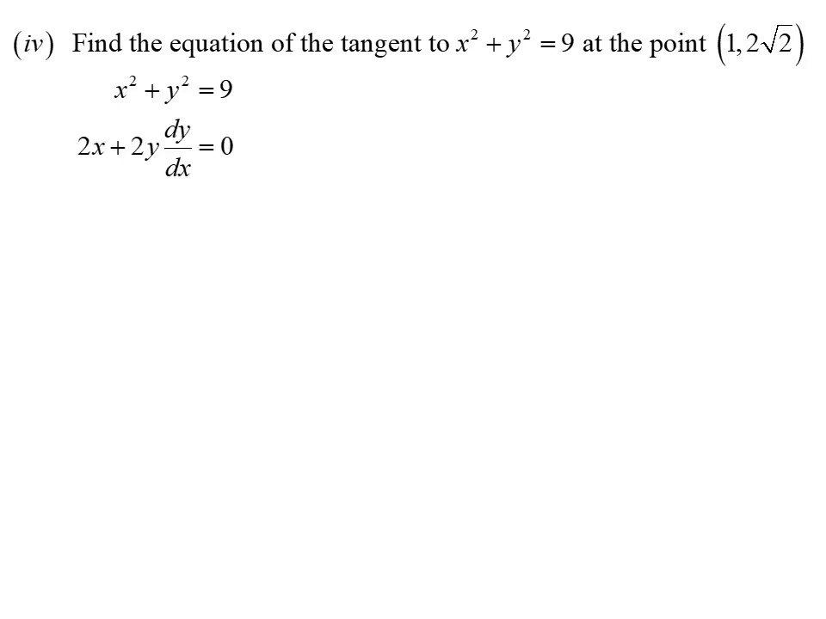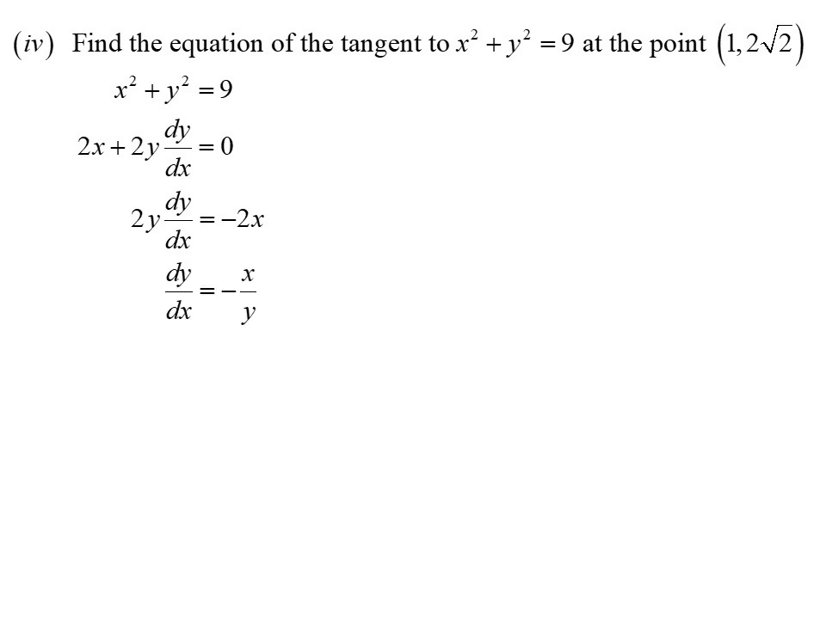x squared, not a problem. I can do that explicitly. 2x. y squared. Okay, I'm going to have to do that implicitly. I'll differentiate it with respect to y, 2y, multiply that by dy/dx. And then on the right hand side, differentiate 9, I get 0. Make dy/dx the subject, and I get minus x over y.